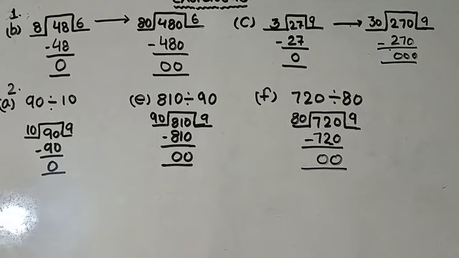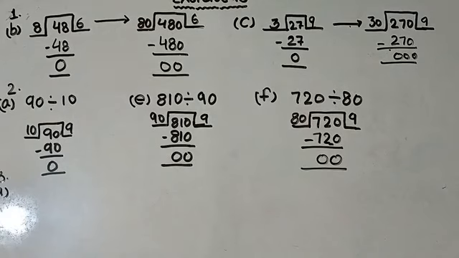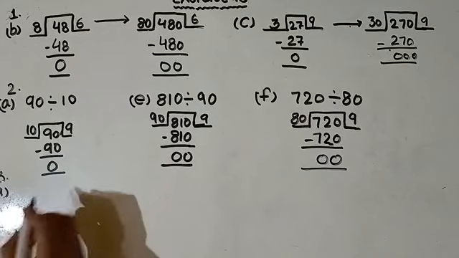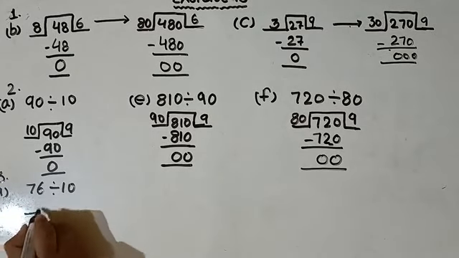Now come to question number 3. Find the quotient and remainder. So in this question we will get quotient and remainder both. Here in these two questions we got remainder as 0, but here we get something. So 76 divided by 10.